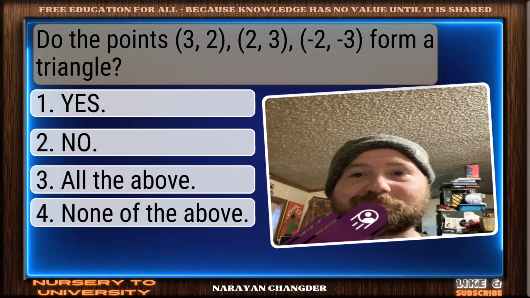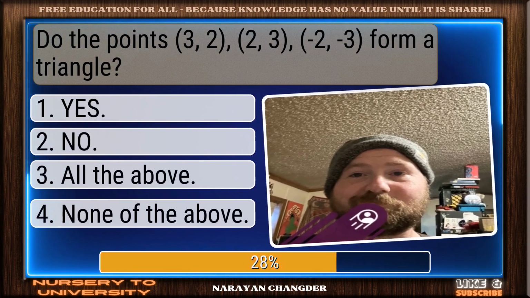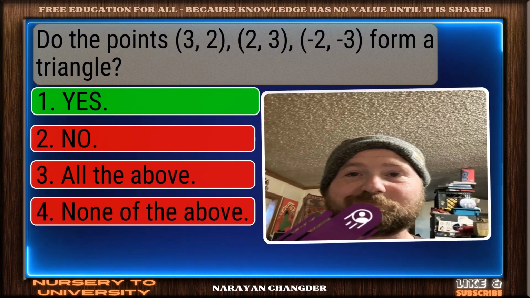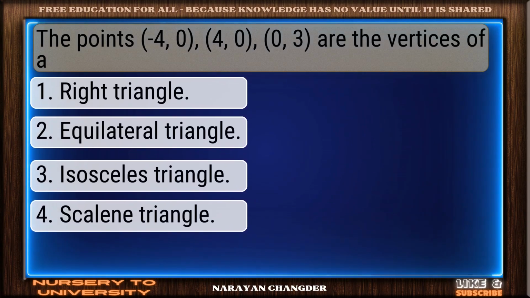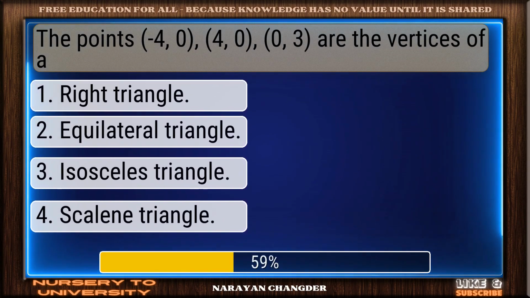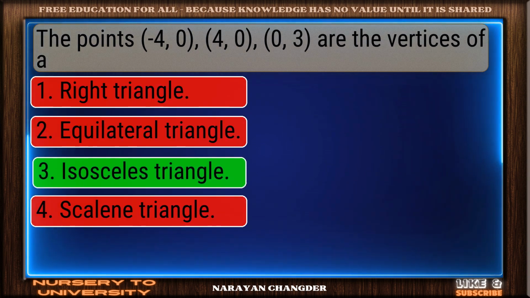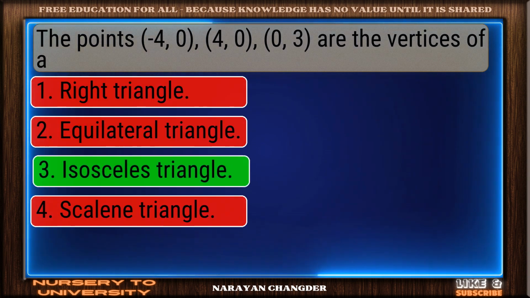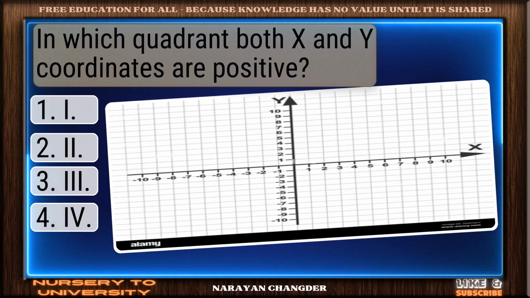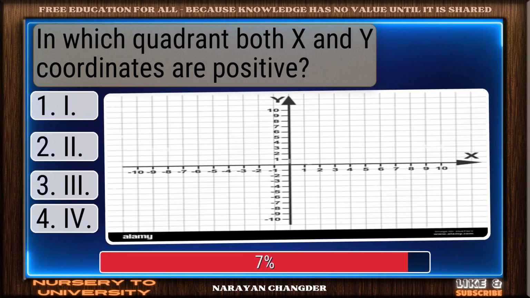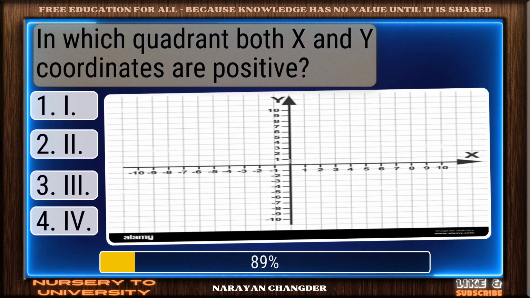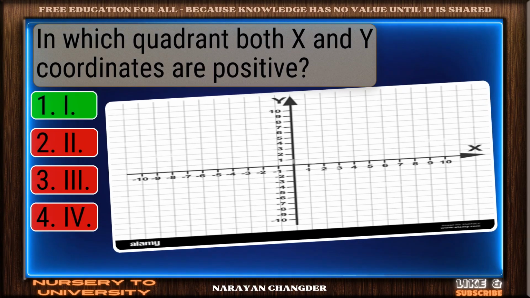Do the points form a triangle? You got it. Yes, fits. The points are the vertices of a. Excellent. Isosceles triangle is well reasoned. In which quadrant both x and y coordinates are positive? Correct. I is spot on.